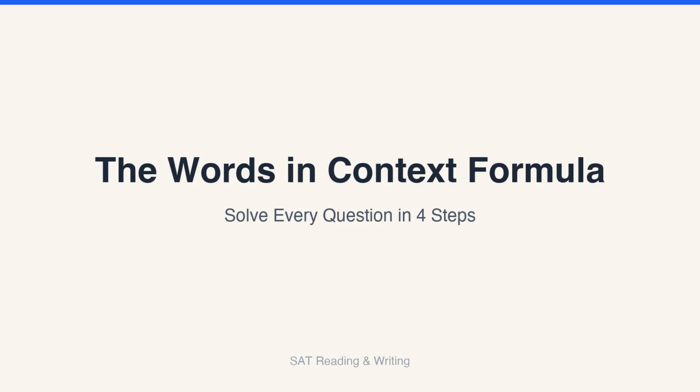Every words in context question on the SAT can be solved with the same four-step formula. By the end of this video, you'll know the steps, why each one works, and the 3 traps that catch most students. I'll show you the formula first, then we'll drill it on 5 real questions: easy, medium, and hard.